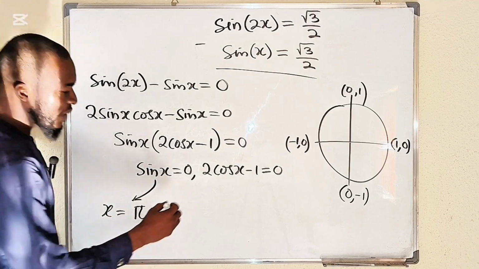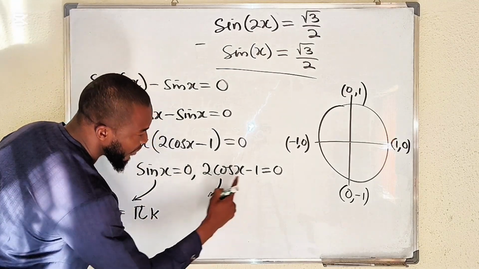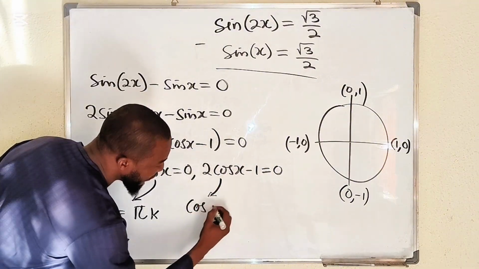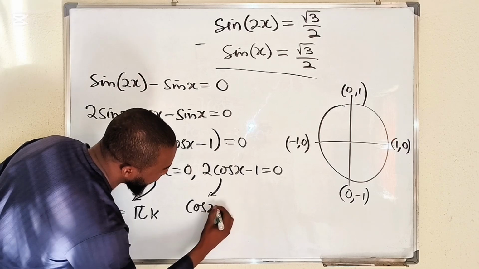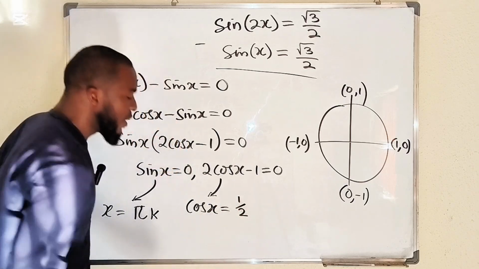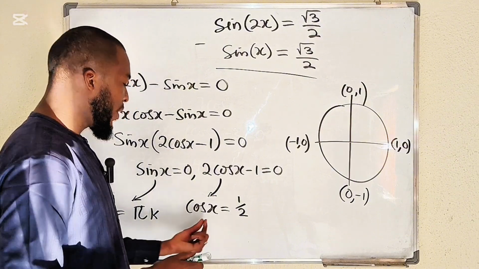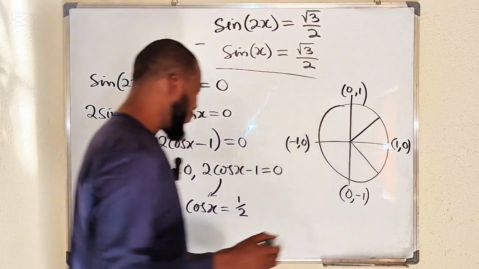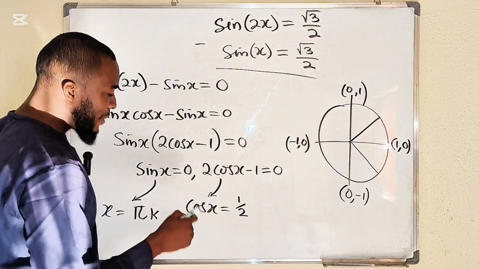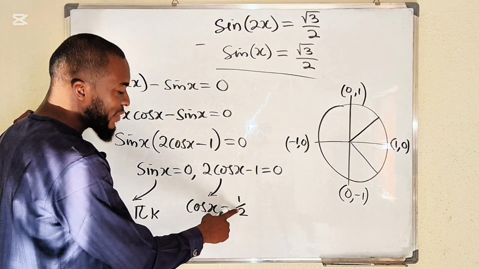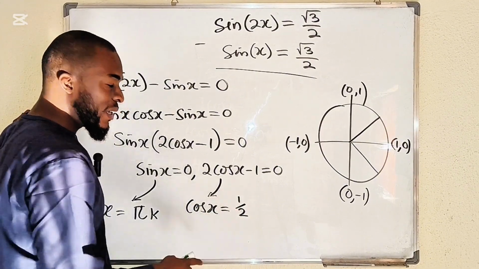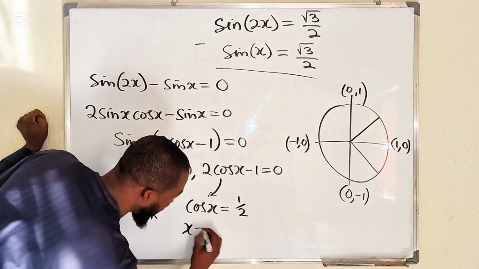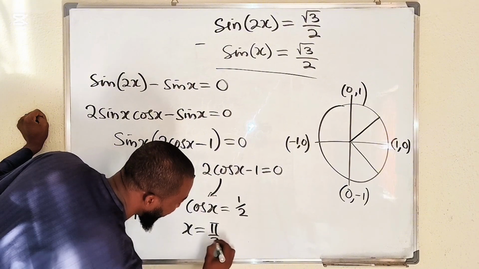Keep on doing that. Then for this particular equation, you can take negative 1 to the other side and divide both sides by 2. So you have cosine of x equal to positive 1 over 2. So the question is, on a unit circle, where is cosine positive? Cosine is positive here and here. So we are going to obtain two solutions for this one. If you take cos inverse of both sides, you are going to get pi over 3. Yes, x is equal to pi over 3.